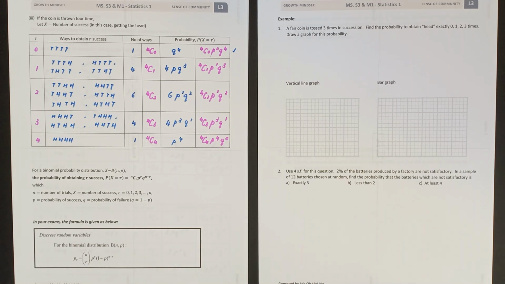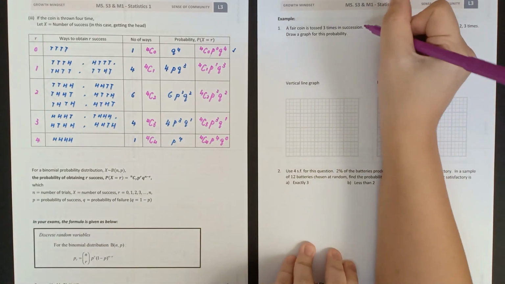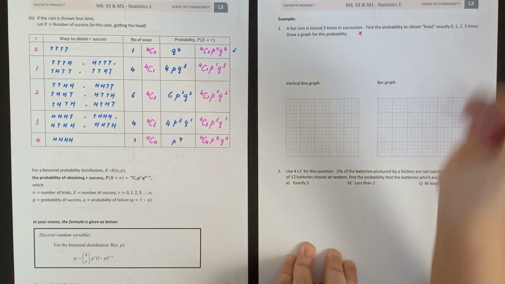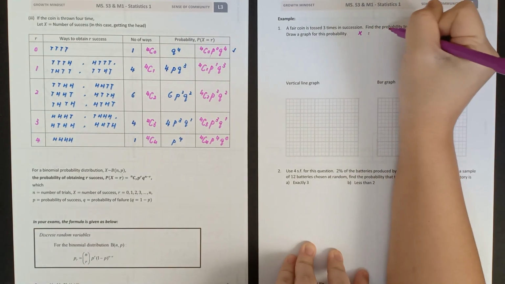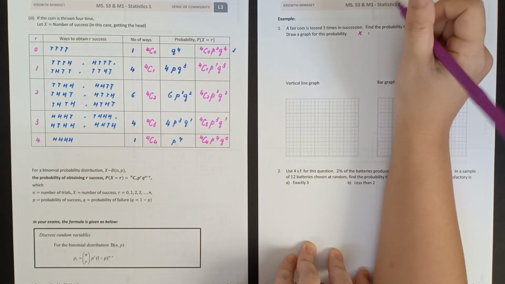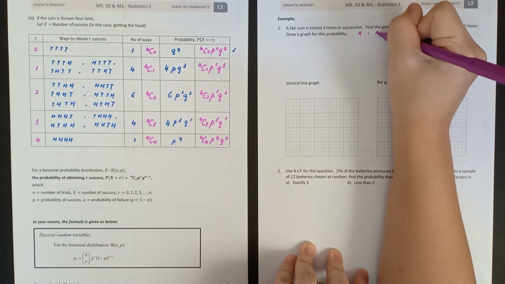Alright, so number 1: a fair coin is tossed 3 times in succession. Find the probability to obtain heads exactly 0, 1, 2 or 3 times. This is very similar to the example that we did previously, so I'm not going to explain too much. Here, X is basically the event of getting the number of heads.